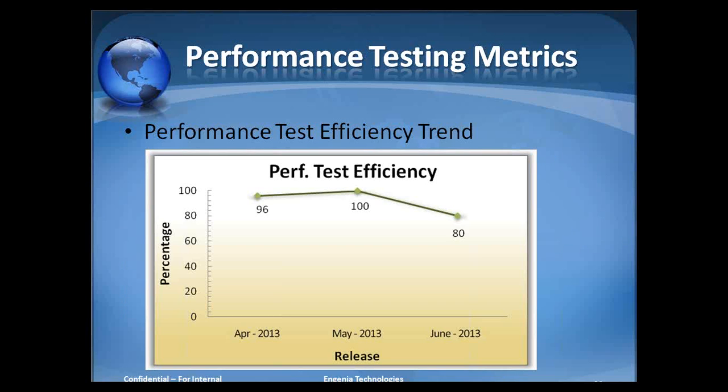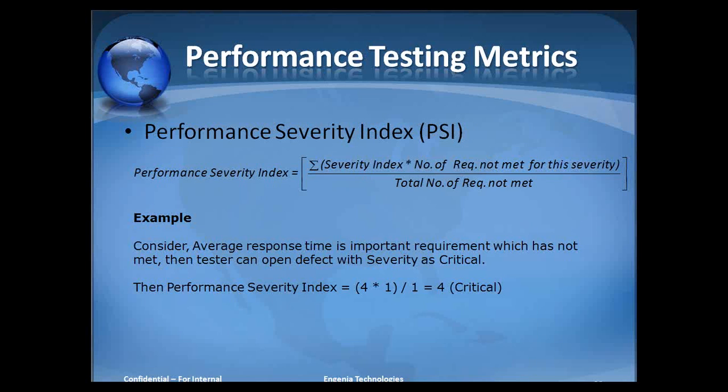We can have a trend analysis also: in the current month it was 80%. However, in the previous month we were able to meet all the requirements, so it came to 100, and in the month of April also around 1 requirement was not met, so it came to 96. So this kind of trend analysis can also be done in this performance efficiency trend.